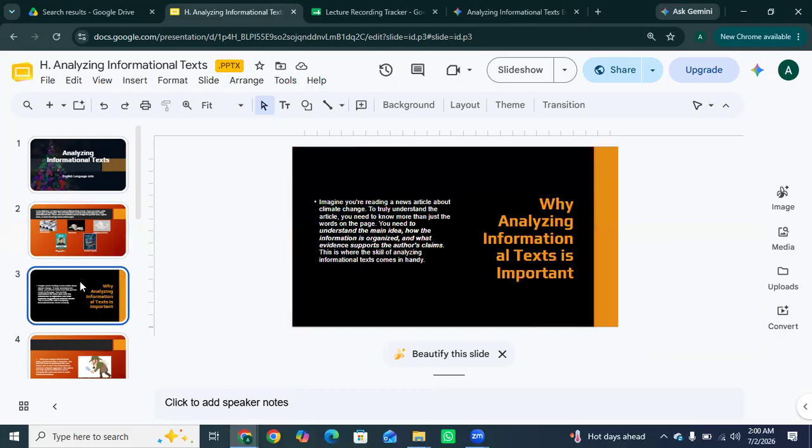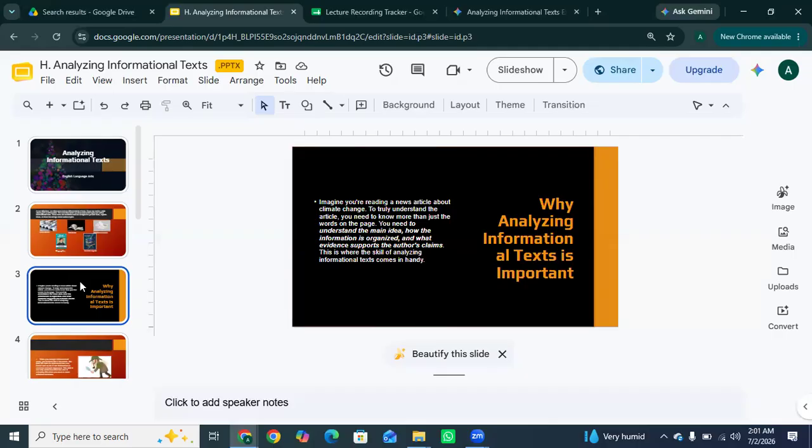The next one is why analyzing informational text is important. Basically, this slide explains why we need to learn this skill. It uses the example of reading a news story about climate change. Read this paragraph. Imagine you're reading a news article about climate change. To fully understand the article, you need to know more than just the words on the page. You need to understand the main idea, how the information is organized, and what evidence supports the author's claims. This is where the skill of analyzing informational text comes in handy.